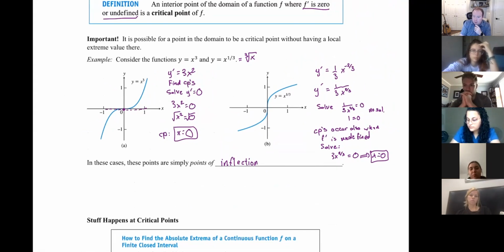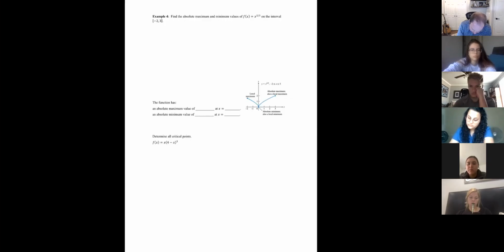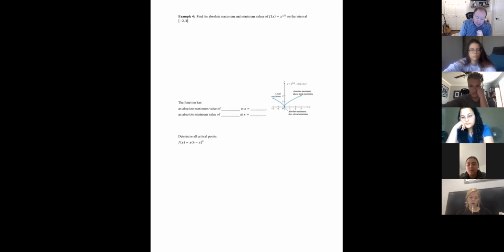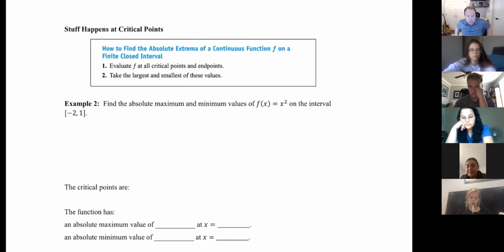So let's go ahead and look at a couple examples of tying this all together where we do essentially the whole process. And of course, the homework may have a few harder problems, and I'll post the work for the rest of them. But let's do example 2, and then this one down here at the end. So stuff happens at critical points.